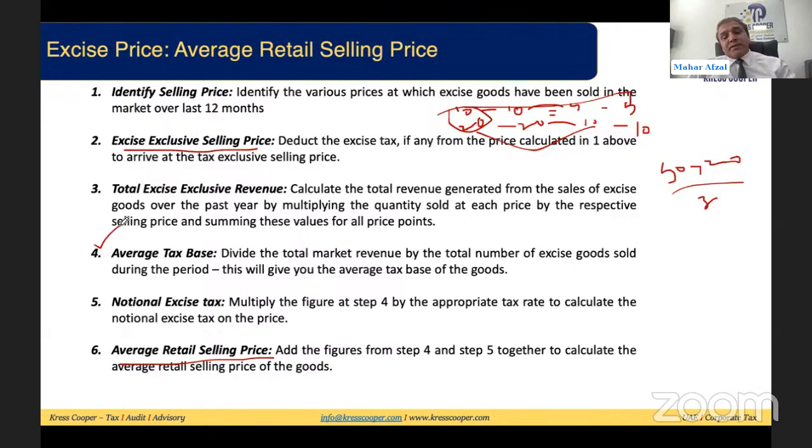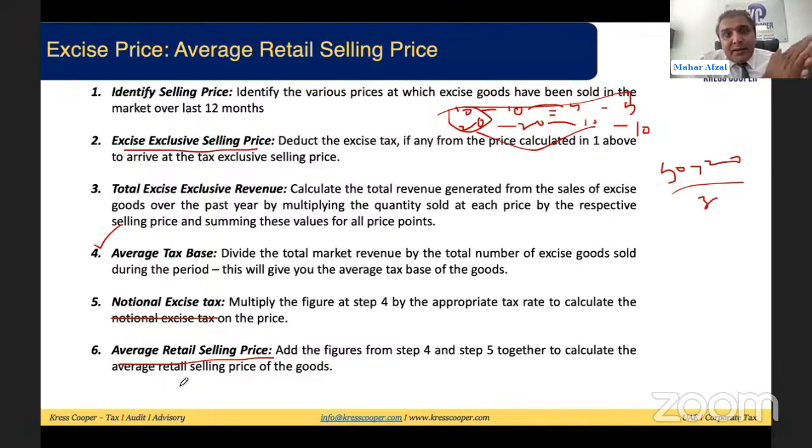This is the average tax base. Then you need to apply the 50% or 100% excise duty on this average price, and then you will get the average retail selling price. So this is the notional price, and applying the excise duty to it gives the average retail selling price of the goods. So this is the mechanism.